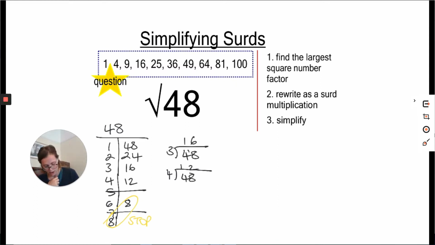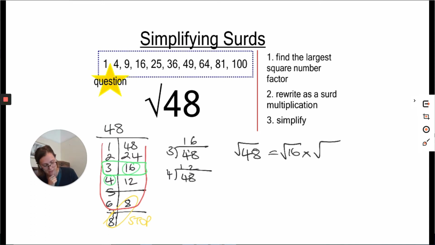So now I draw my snake around and I'm looking for the biggest square number that's in that list. So square numbers, I could pick the 4 or I could pick the 16. So you want to pick the 16 because it's the biggest square number, so 3 and 16. So root 48 becomes root times root. The first number's got to be the 16, the second number's got to be the 3, and that first number's always going to drop out, so it becomes 4 times root 3, 4 root 3.